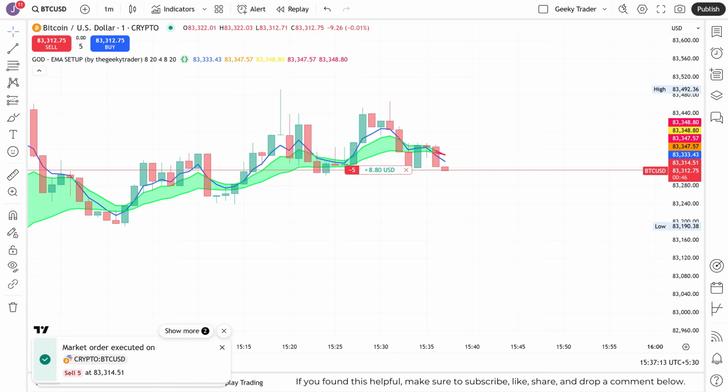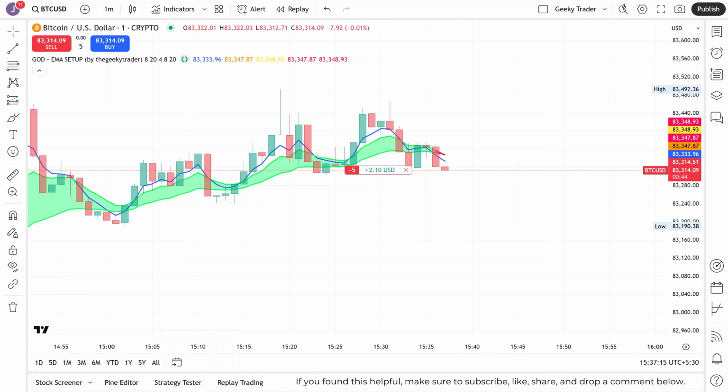One, ride the full downtrend. This means holding on to the trade as long as the red ribbon remains intact, allowing us to capture the maximum possible profit from the trend.